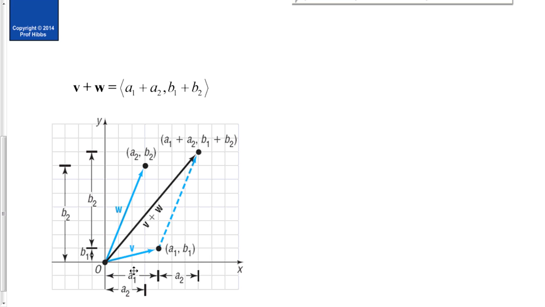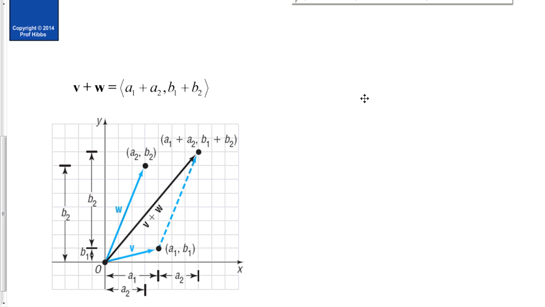Now, vertically, what are we doing? We're moving up b sub 1 units for v, and then from there we're moving up b sub 2 units to get to the end. And so v plus w has a second component of b sub 1 plus b sub 2. That's what this is trying to illustrate. The idea behind this is to show you that algebraically and geometrically we get the same result.